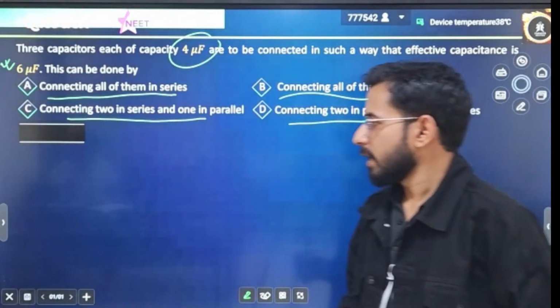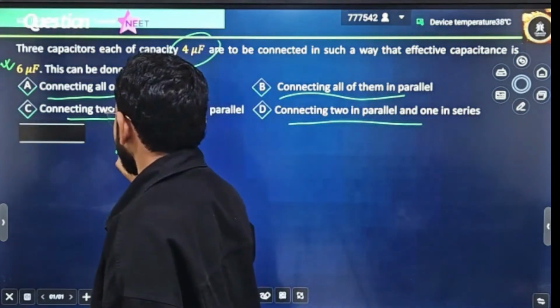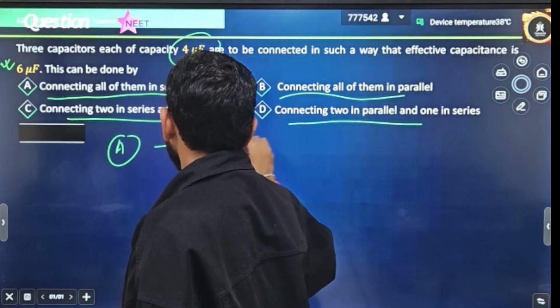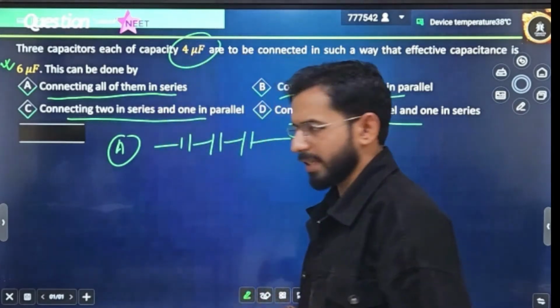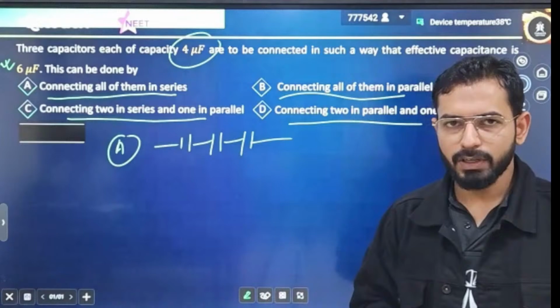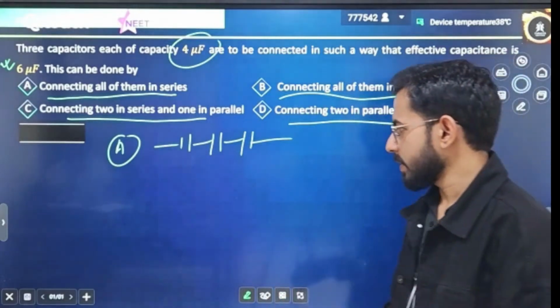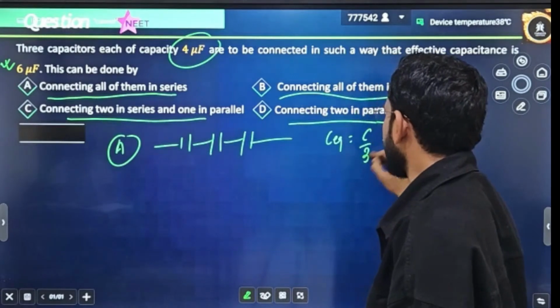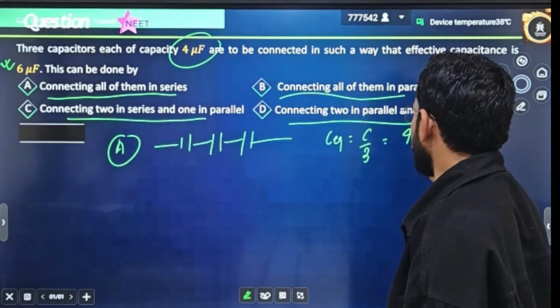Let's try one by one. Coming to the first, option A. You are connecting all of them in series. That is this kind of combination you are getting. You know that for series combination you will write 1 by C equivalent is equal to 1 by C1 plus 1 by C2 plus 1 by C3. That means can I say C equivalent is equal to net C by 3.